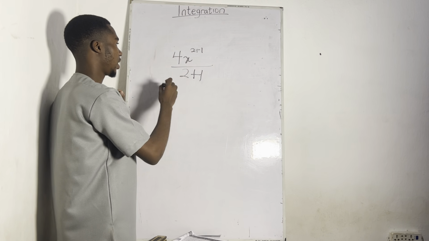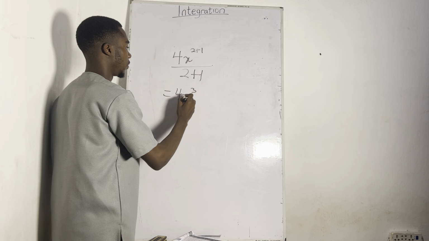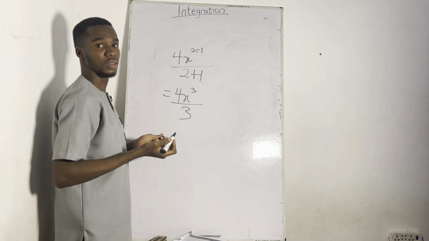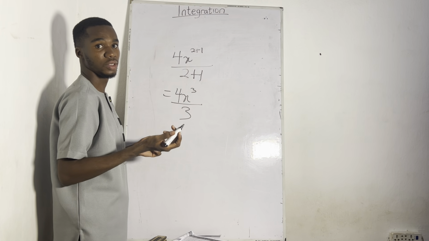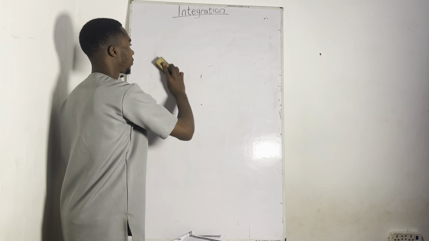Do you get it? So it becomes 4x, 2 plus 1 is 3. So 4x cubed over 2 plus 1 is 3. So this becomes your final answer. Do you get it? So 4x cubed over 3 is the same as 4 over 3 x cubed. Do you get it?